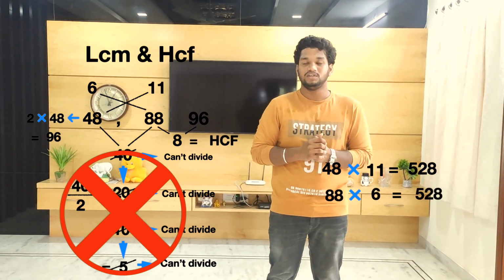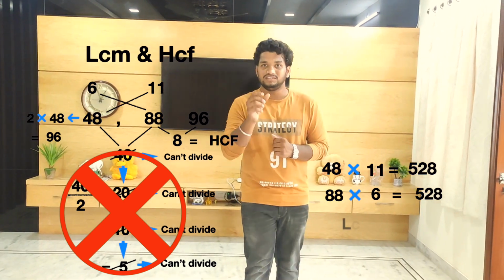Hope you understood. If you understood the concept, just try for these two numbers. Suppose you have two numbers, 108 and 288. For these two numbers you have to find HCF as well as LCM. If you can do that, please answer in the comment box.